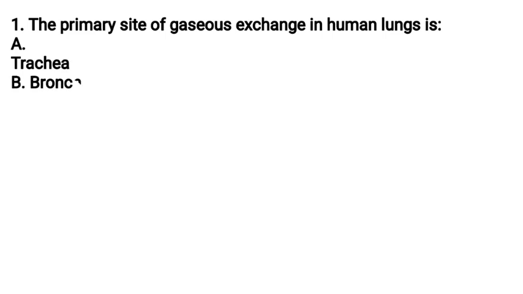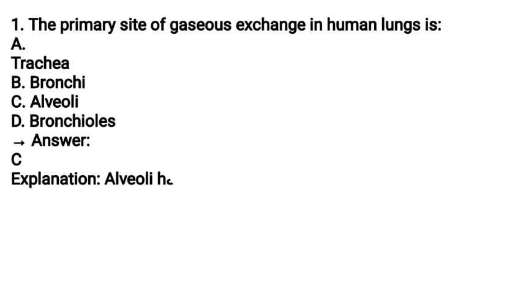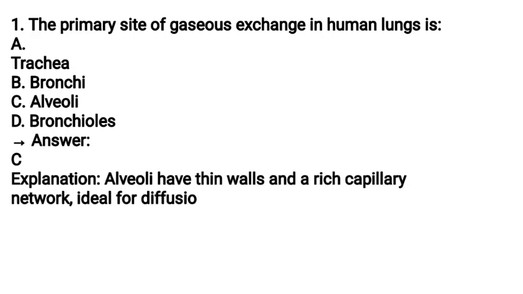1. The primary site of gaseous exchange in human lungs is: A. Trachea, B. Bronchi, C. Alveoli, D. Bronchioles. Answer C. Explanation: Alveoli have thin walls and a rich capillary network, ideal for diffusion of O2 and CO2.